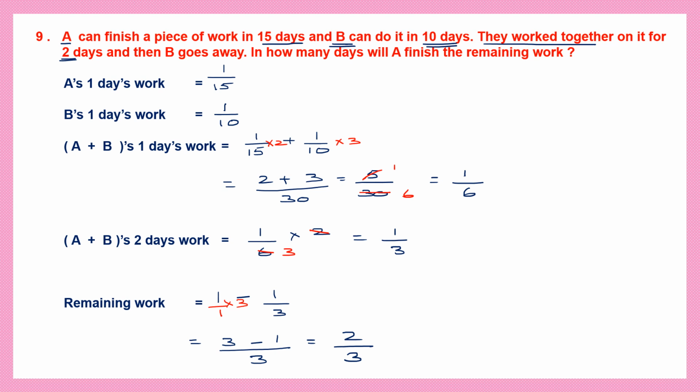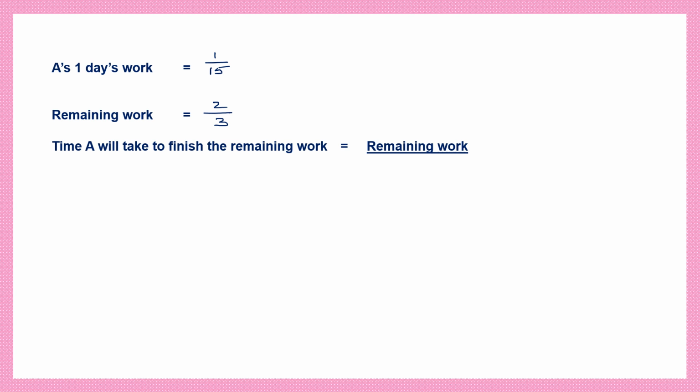So we have to find how many days A will take to finish it. So A's 1 day's work is 1 by 15. The remaining work is 2 by 3. So let's keep that in mind. A's 1 day's work is 1 by 15 and the remaining work is 2 by 3. Now we have to find the time taken by A to finish the remaining work, and that will be remaining work divided by A's 1 day's work. So the remaining work is 2 by 3 divided by A's 1 day's work, 1 by 15.